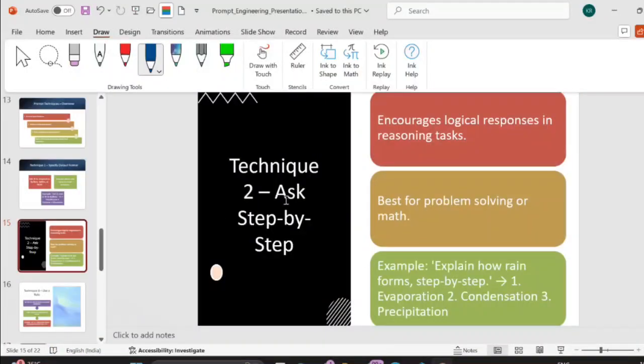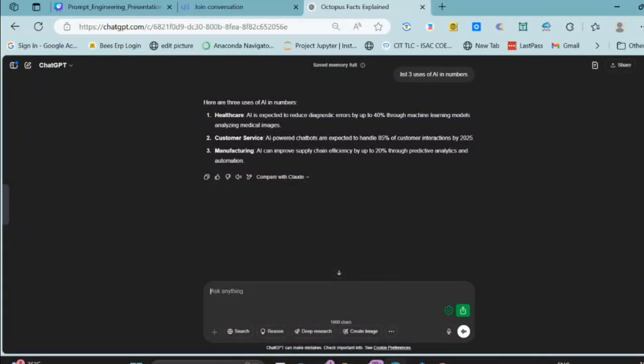The second technique is asking for a step by step format. Here we can apply COT. It provides a step by step process to reach the final result, or desired output, in a logical manner. So it is best for problem solving or mathematics. Okay, let's explore one real-time example for the step by step process.